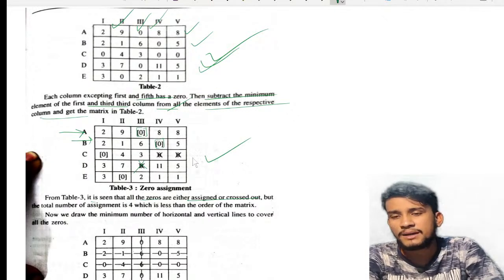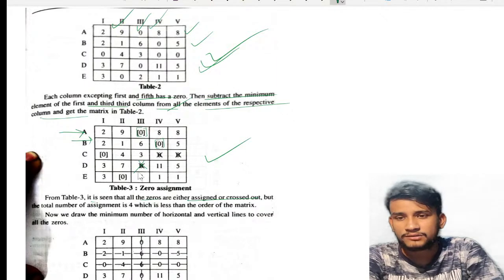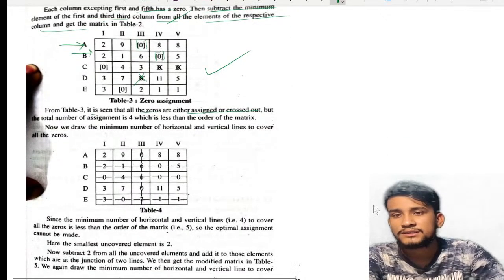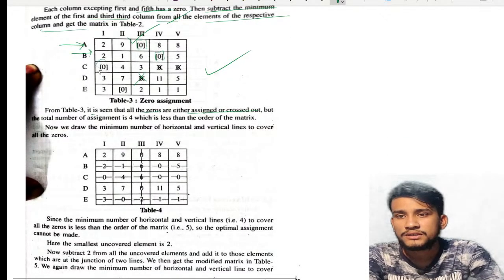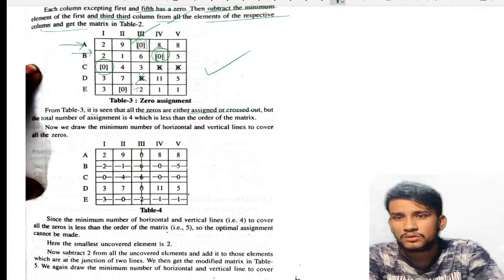Then this process is applied throughout the matrix. Therefore we get the zeros here: this 0, this 0, this 0 and this 0. So we get 4 zeros.